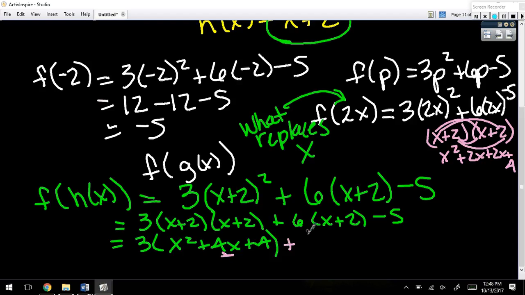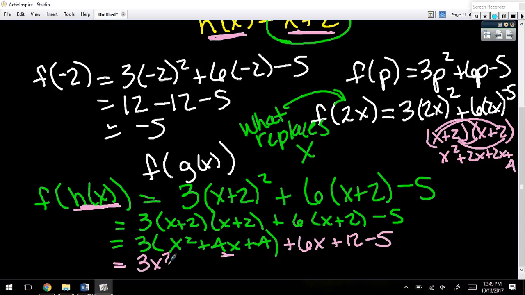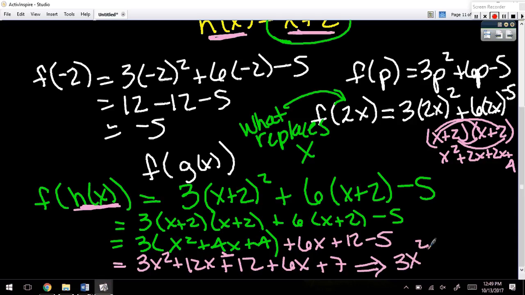Where are you confused? Correct. So 3x squared plus 12x plus 12 plus 6x. 12 and negative 5 is 7. I'm out of room, so I'm going to have to write it right beside it here. The x's are 18x. We'll do another one start to finish. 12 and negative 5.